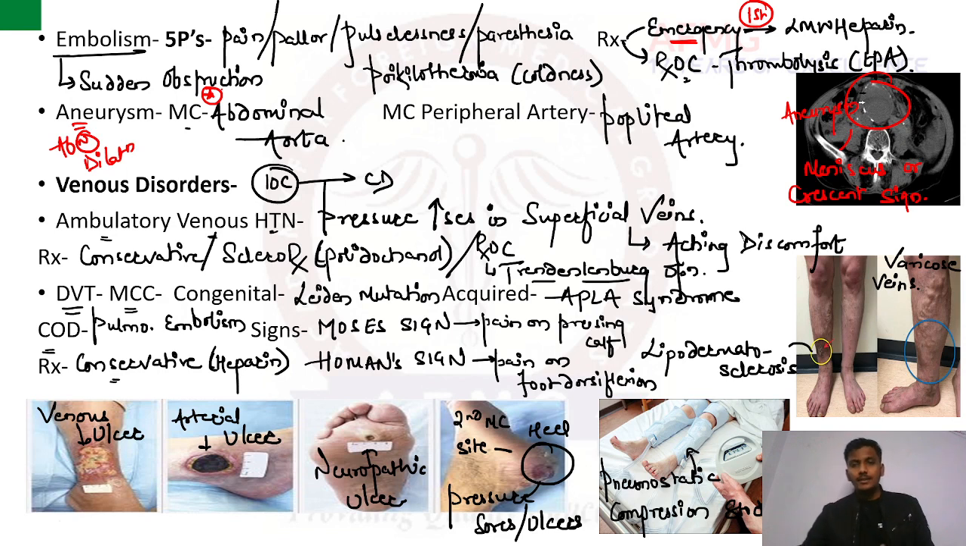This is a question which has been repeated twice, so important. If they ask about the most common peripheral artery, they are not asking about the aorta now. Then your answer should be popliteal artery. Most common vessel overall, abdominal aorta. Most common peripheral artery, popliteal artery. I hope this is fine.